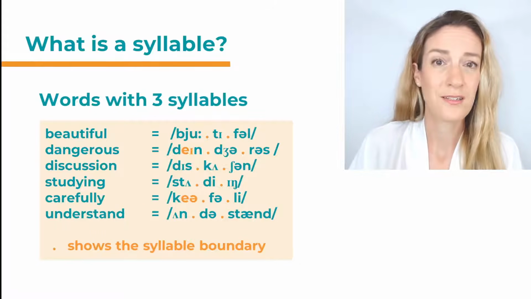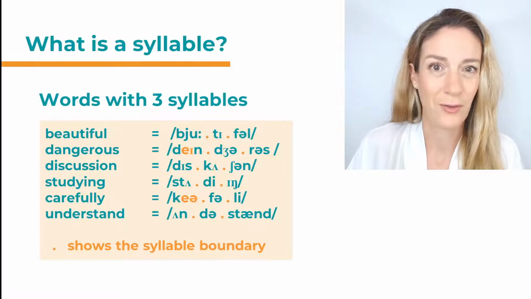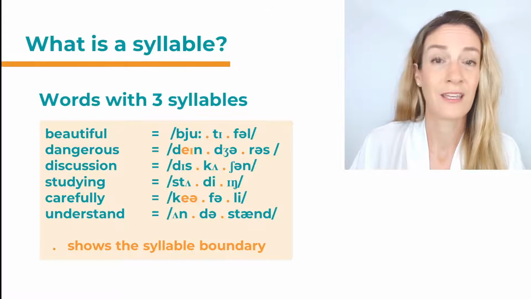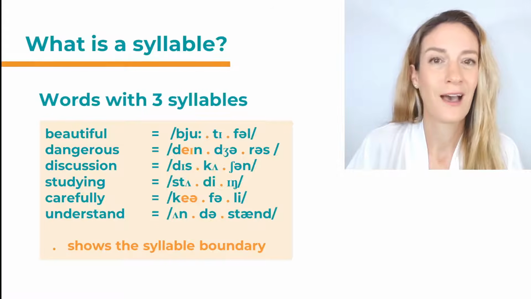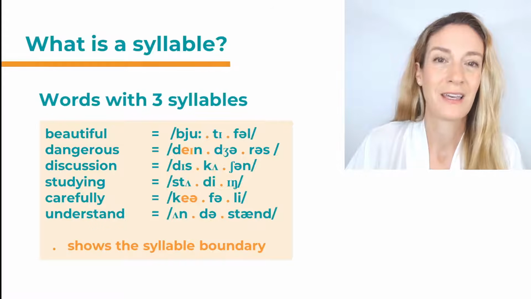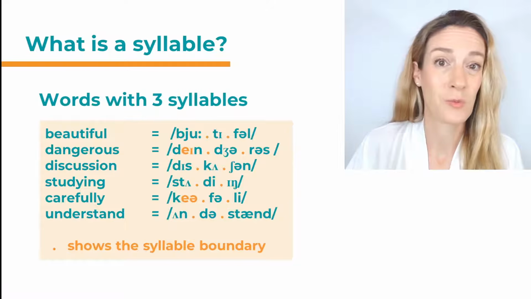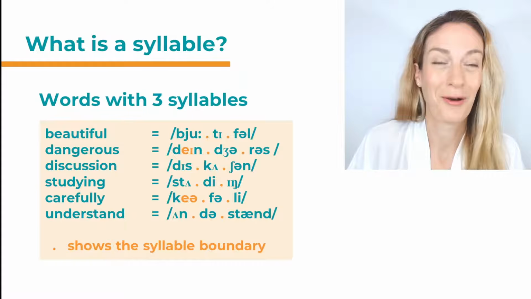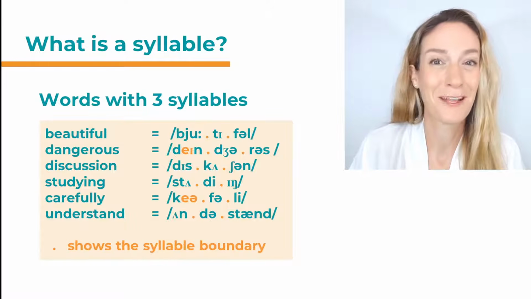Now here are some words with three syllables. You can see I have again written down the phonemic transcript, but this time I only highlighted the diphthongs, okay, to make sure that you know these are really diphthongs and they're classified as one sound. The rest of the vowels I did not highlight, but they are obviously in the words. Let's see if we can find them.